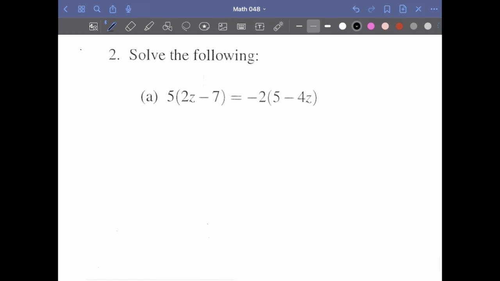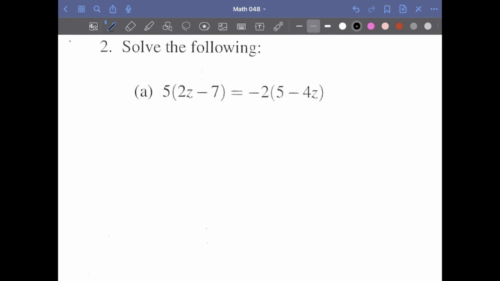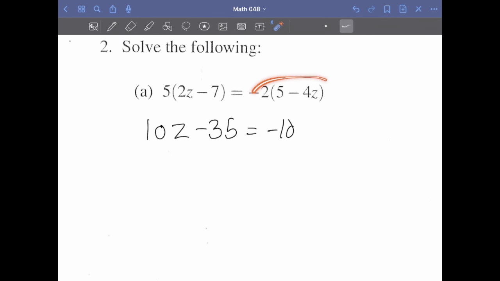Now we're going to go down here. Solve the following. So we're distributing. So 5 times 2z is 10z. 5 times negative 7 is negative 35. Equal to negative 2 times 5, which is negative 10. Negative 2 times negative 4z is positive 8z.